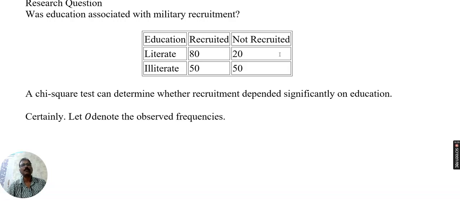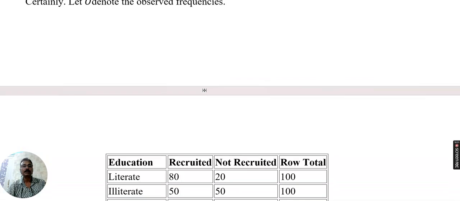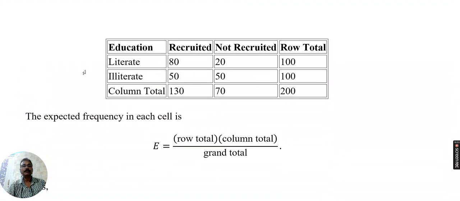There is no hard and fast rule that all literate persons will get the opportunity. So 20 not recruited means they did not get the opportunity in the military service. And among the 100 illiterate persons, 50 got recruited and 50 not recruited. This is the data that you got, raw data, also known as observed data or observed frequency. Now, what is your task? Your task is to calculate the expected frequency.